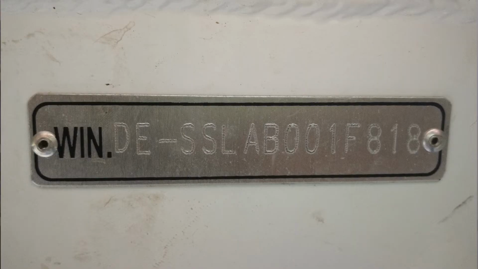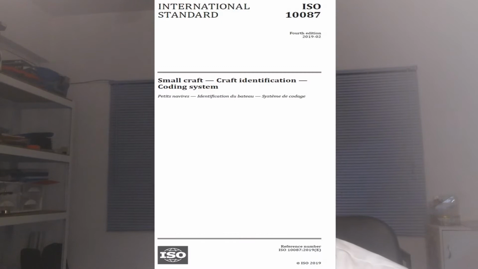Today we are speaking about the WIN code, or the Watercraft Identification Number, previously known as the CIN or Craft Identification Number, and even earlier known as the HIN or the Hull Identification Number. The ISO standard that we're going to use to analyze this is ISO 10087. So let's analyze the code.